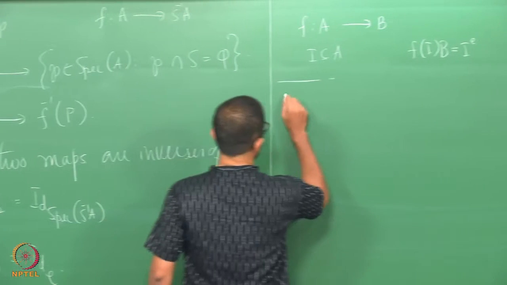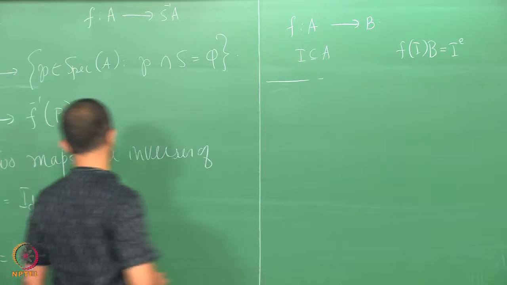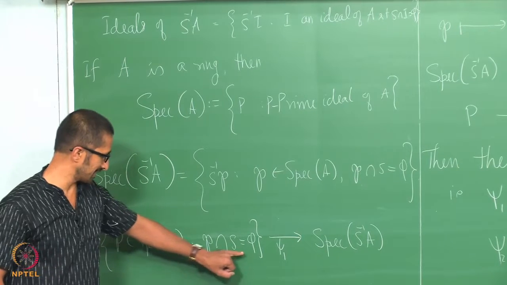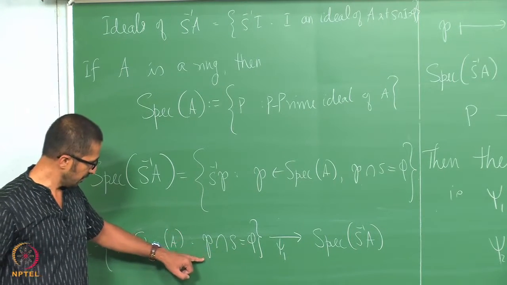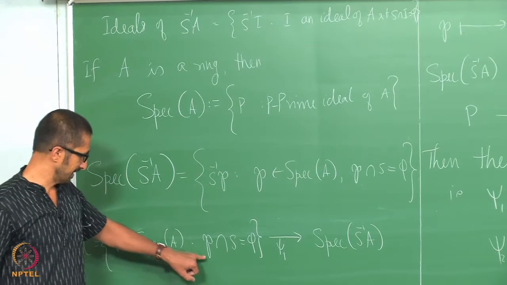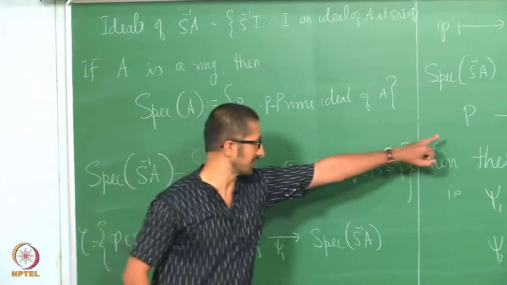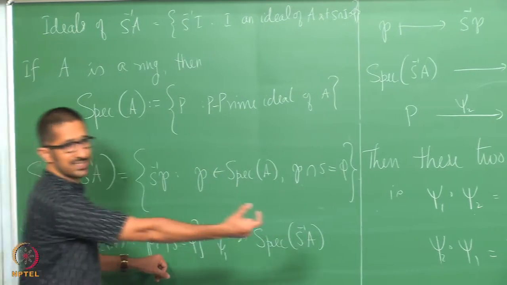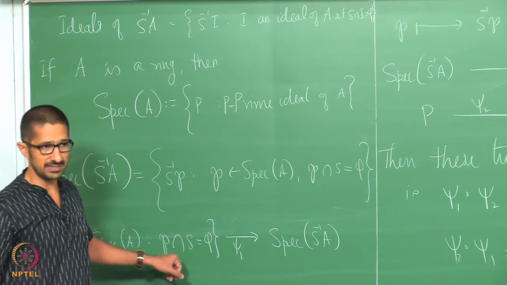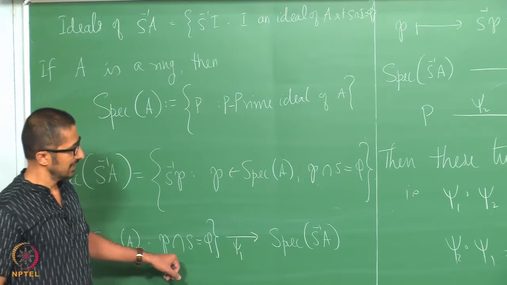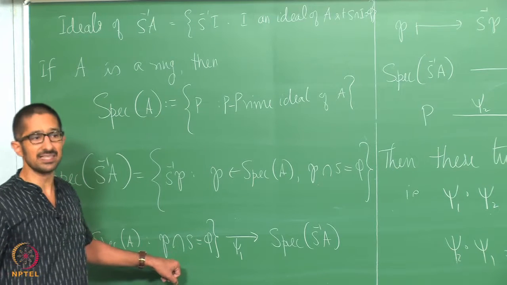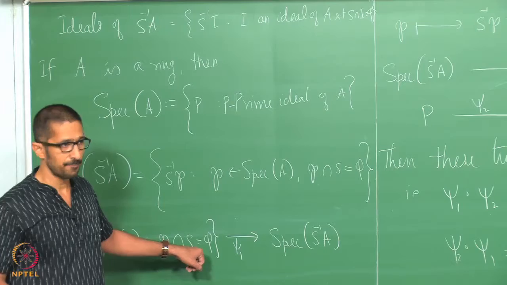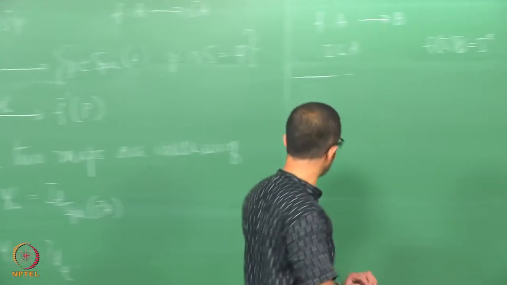Now, if you look at this set, P in Spec A, P intersection S is empty, what we are seeing here is that this P, by the proof, or this is the inverse of psi 1, you can see that this P is nothing but the contraction of some prime ideal in S inverse A. So, in this case every prime ideal that does not intersect S is a contracted ideal. We have a more general statement.